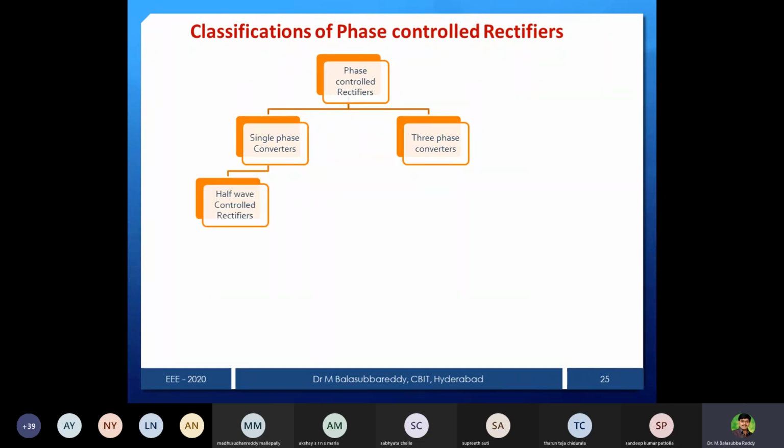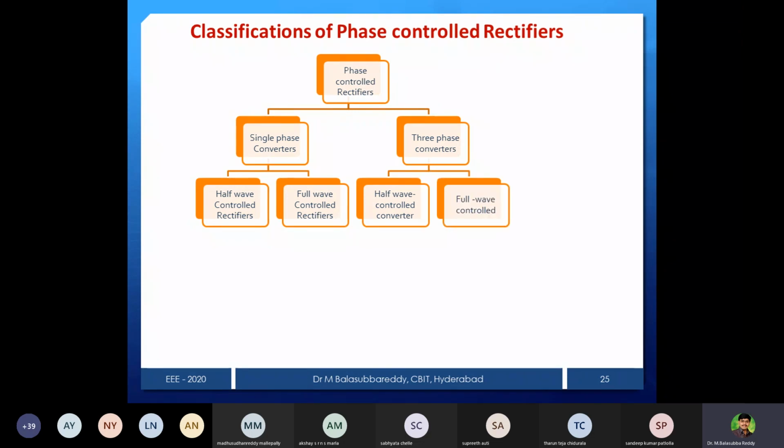One is a half wave controlled rectifier, another one is a full wave controlled rectifier. Again, full wave controlled rectifier is the same as 3-phase also. 3-phase also has half wave control and full wave. But again, the full wave controller is divided based on the connection of the controller. There is a midpoint or center tapped converter. Another one is a bridge type converter.